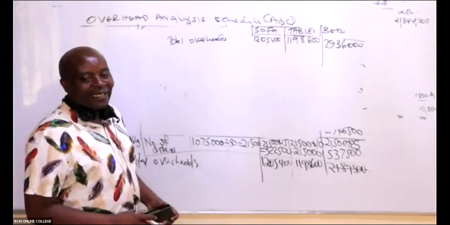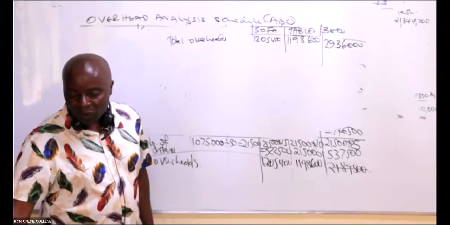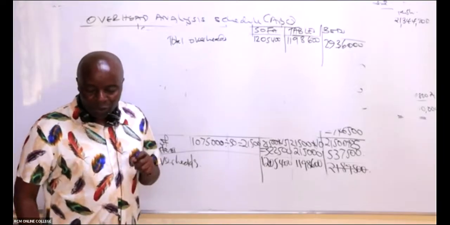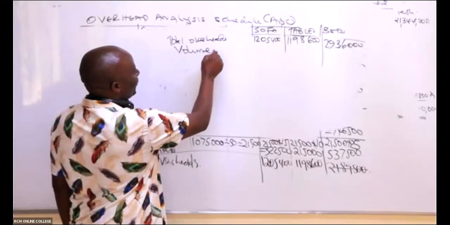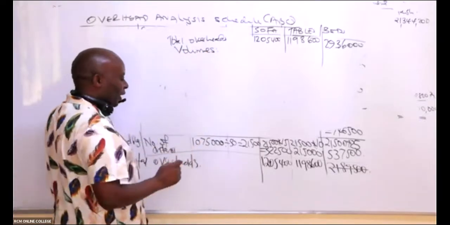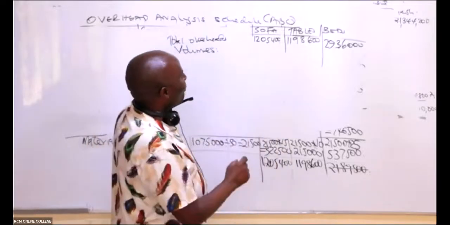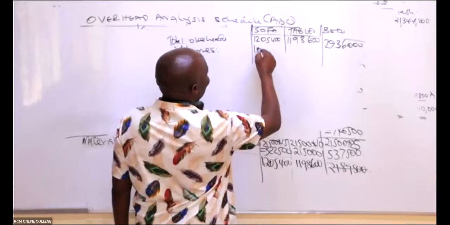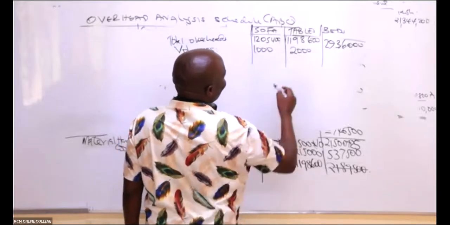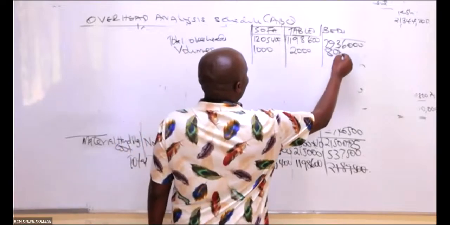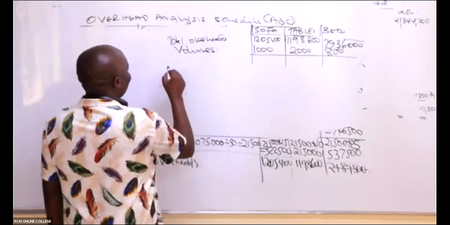So remember, at the end of the day, they want us to give them unit costs. So I must divide this by the volumes. Are you able to remember the production volumes of sofas? How much do we have here? 1,000. Tables, how many? 2,800. So give me the overhead per unit.